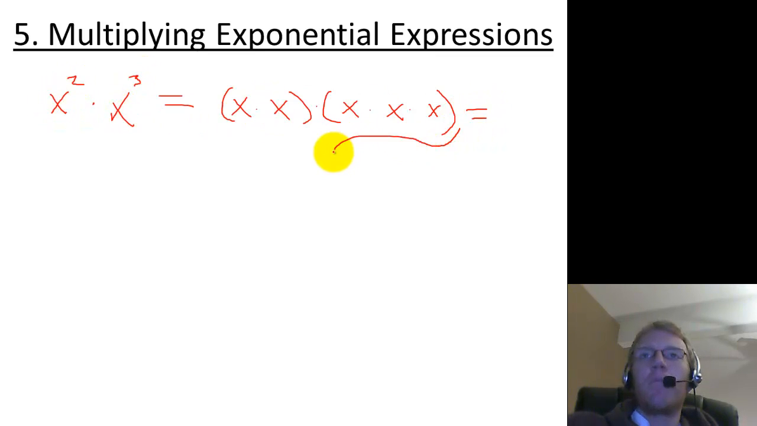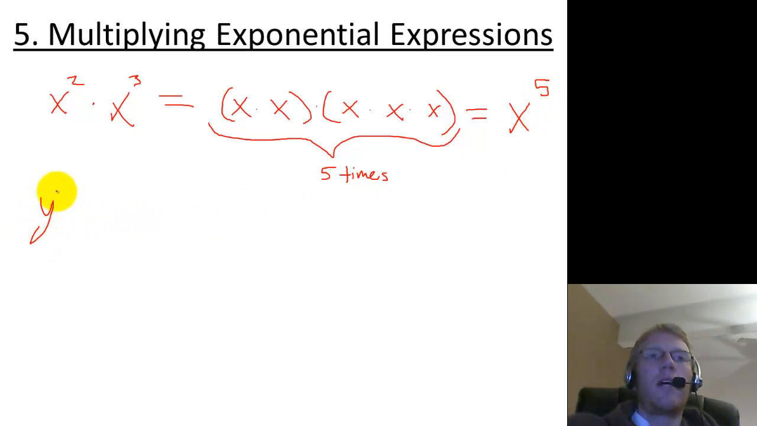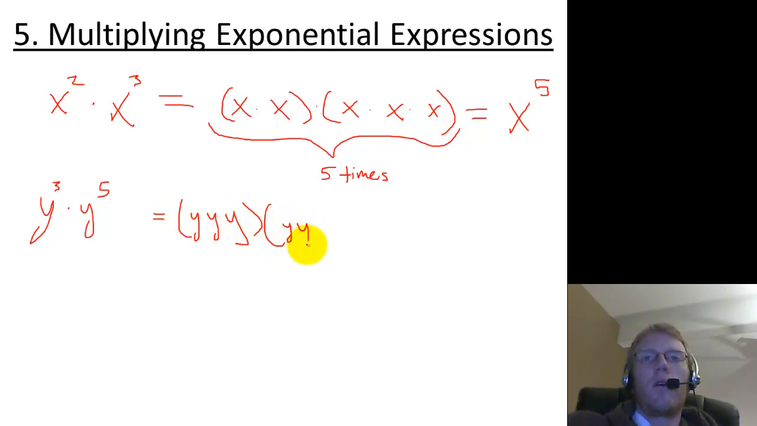Then I can recombine all of these using, again, the definition, which says, look at how many times you're multiplying it. I'm multiplying it 5 times. And so the exponent must be a 5. Okay, let's do one more example. Y to the third times y to the fifth. Okay, so y to the third is y, y, y, and y to the fifth is y, y, y, y, y. And if I count all these up, I see I have 1, 2, 3, 4, 5, 6, 7, 8, for a grand total of y to the 8th power.